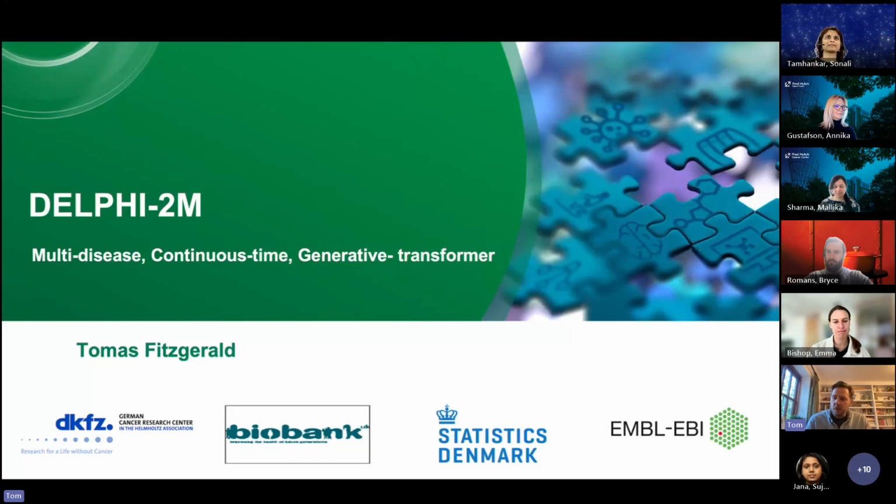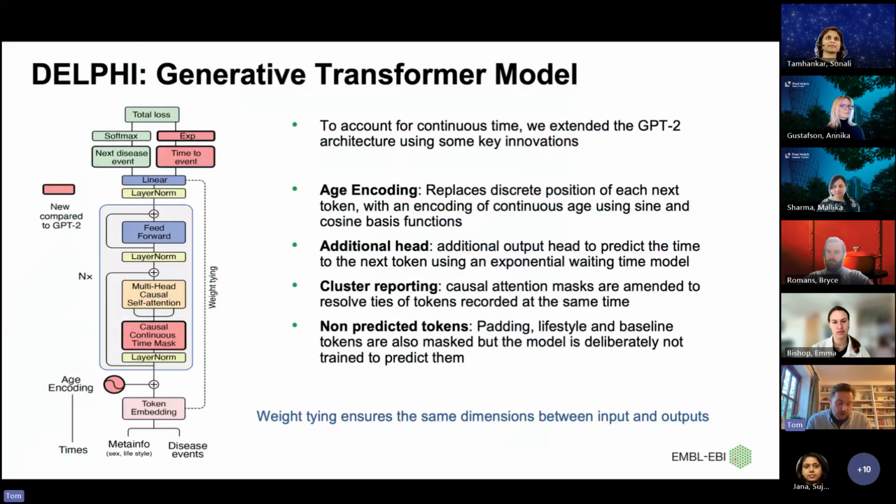But what are we talking about? We're talking about a kind of multi-disease continuous time generative transformer model called Delphi 2M. And this is typically the type of model that's used in large language models like ChatGPT, for example. But we made some key innovations in terms of the architecture of the model. And that's what I'm showing here.